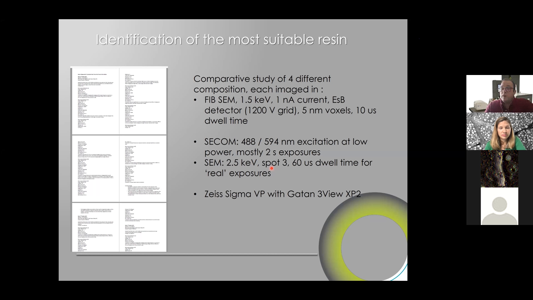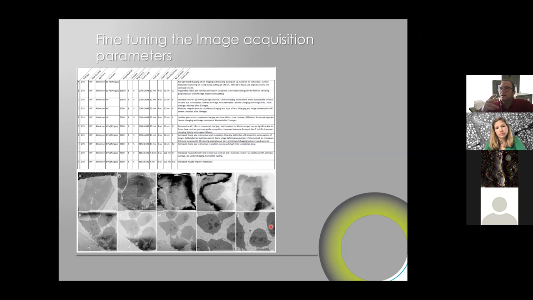And they did the test for each of these resins, both with the FIB-SEM on the CCOM and on the 3View Zeiss Sigma. So basically each block was tested these three times, and I already had the TEM images before. And they identified that one of the blocks was behaving better, and then they figured out by successive steps what were the best imaging parameters. And this is where we started to have something like a hint. We had a product we could start to try to diffuse.